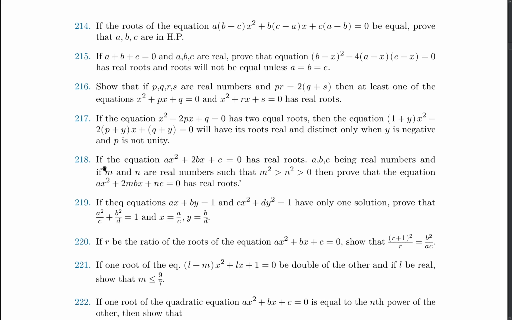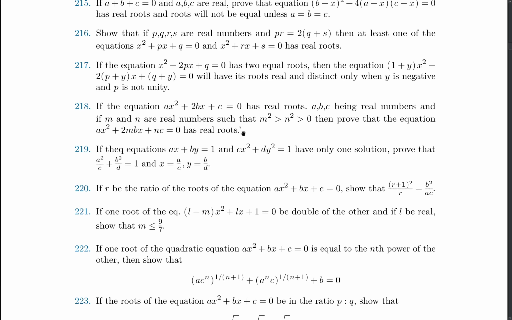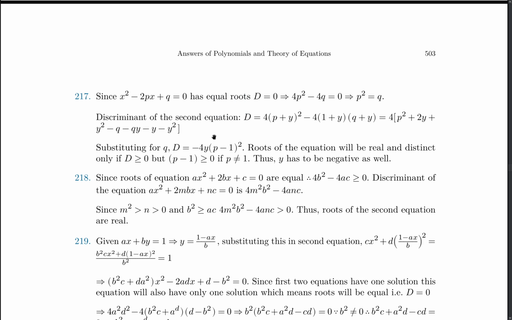Question 218 says that if the equation x square plus 2bx plus c is equal to 0 has real roots, a, b, c being real numbers, and if m and n are real numbers such that m square greater than n square greater than 0, then prove that the equation ax square plus 2mbx plus nc is equal to 0 has real roots. There is an extra quote here. All right. So we look at the roots of the equation x square plus 2bx plus c is equal to 0 and they are real. Okay, real roots. So this should be real.